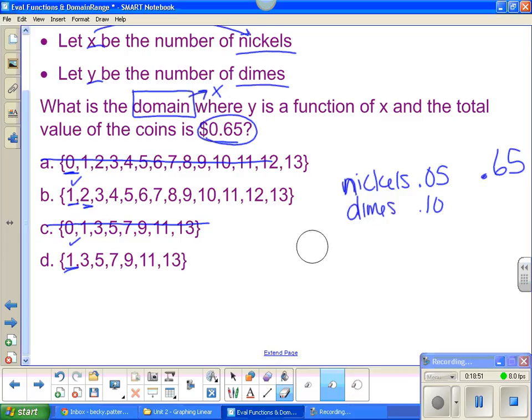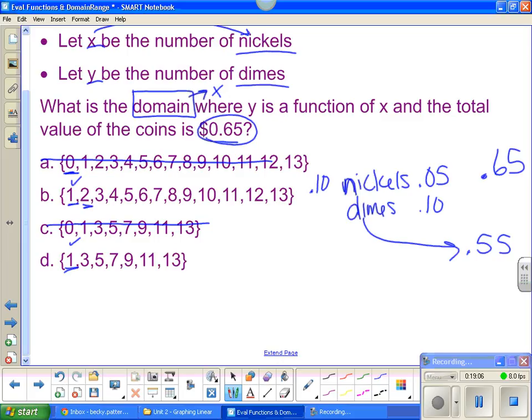If I have 2 nickels, how much money is that? That's 10 cents. So 10 cents of the 65 cents is nickels. How much money is left? That's 55 cents. Can I hit 55 cents with dimes? And the answer is no. I can hit 50 cents. I can have 60 cents, but I cannot hit 55. So I cannot have 2 nickels.